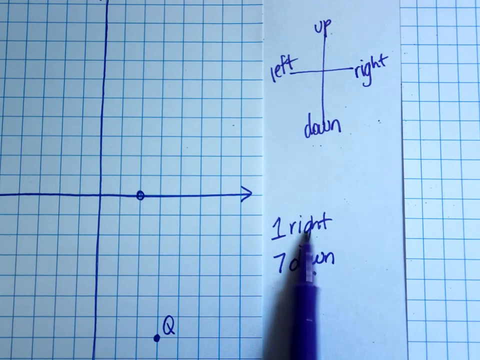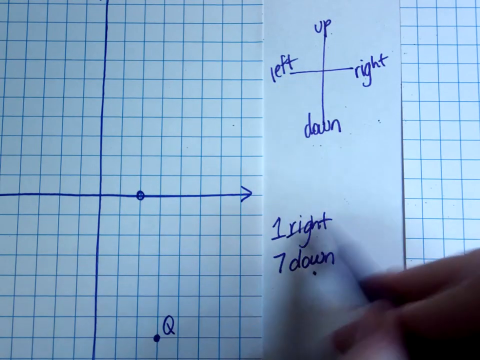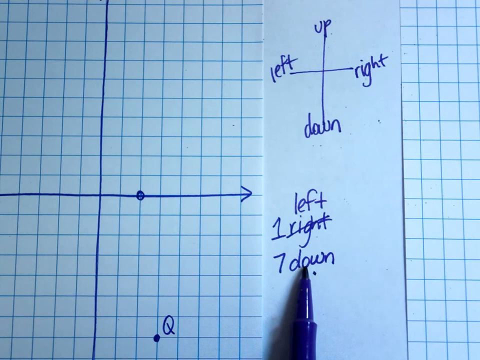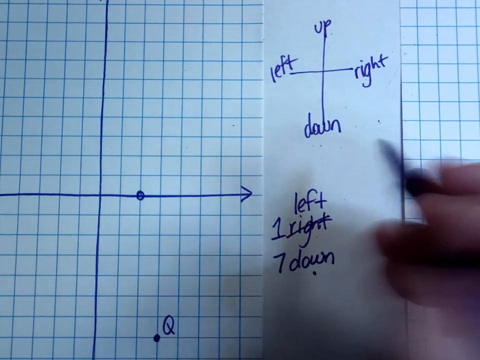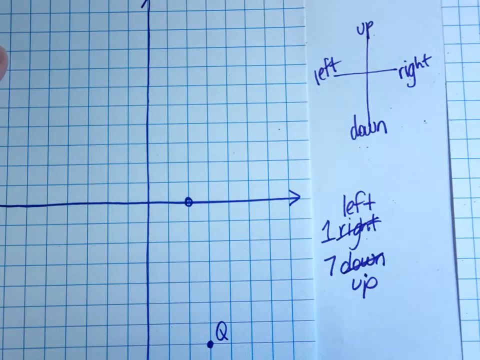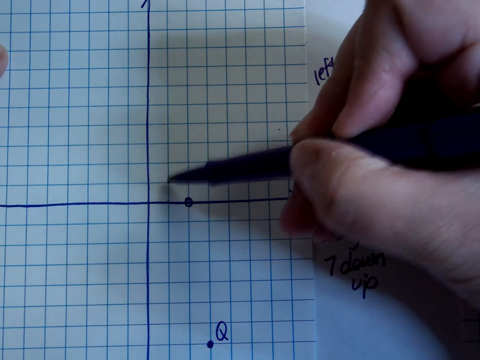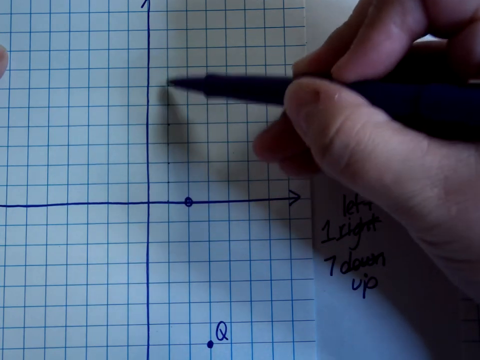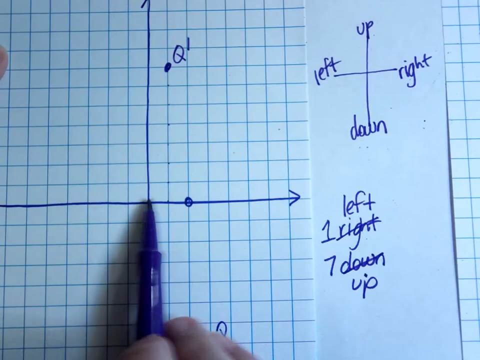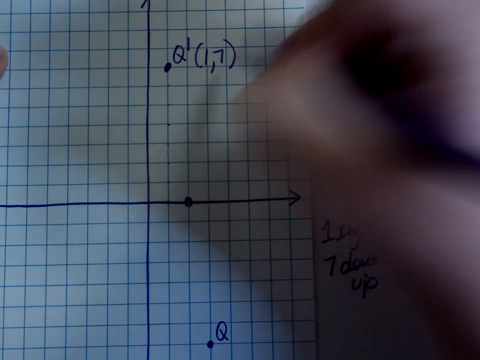So 180 degrees from right is halfway around the circle. That's at left. 180 degrees from down, halfway around the circle, that's at up. So I'm going to go 1 left and 7 up to find my image point. This is the pre-image. The image is the result. So 1 left, 1, 2, 3, 4, 5, 6, 7. Here is my image, Q prime, and it's located at 1, 7. So that's why I get 1, 7 for my answer for Q prime.